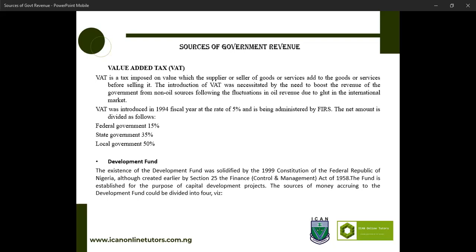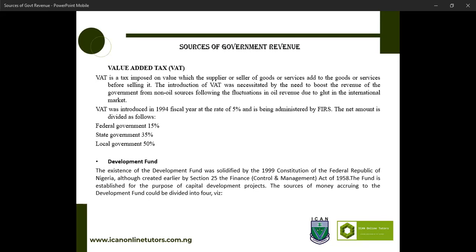Now we move on to the value added tax, VAT. VAT constitutes part of revenue under the Federation account. VAT is a tax imposed on value which the supplier or seller of goods or services adds to the goods or services before selling it.